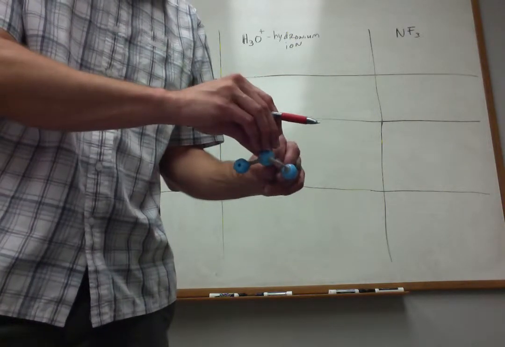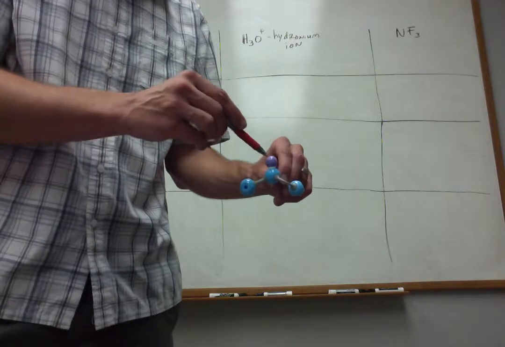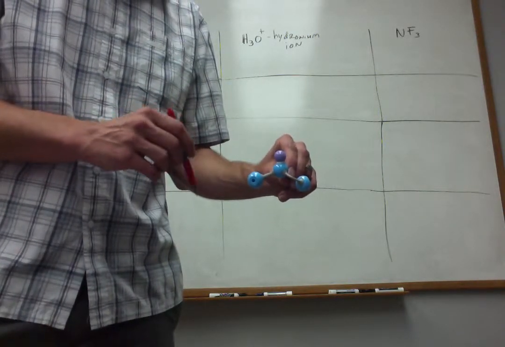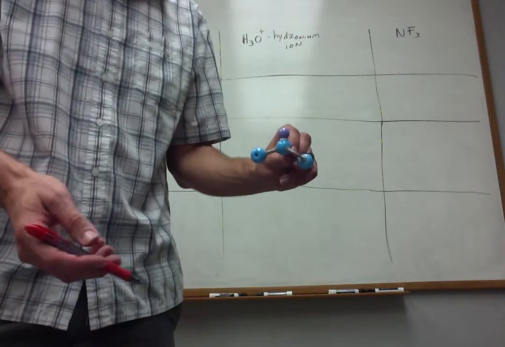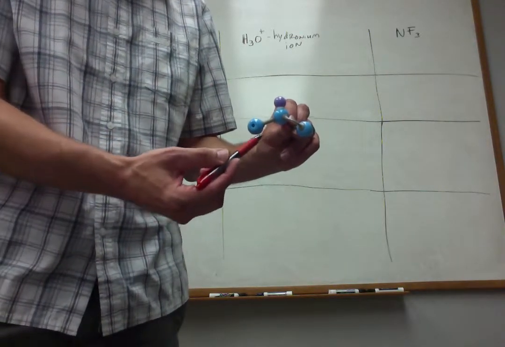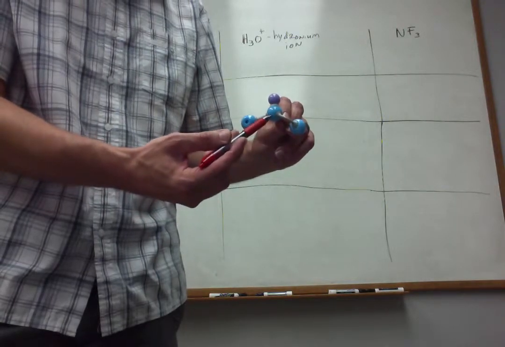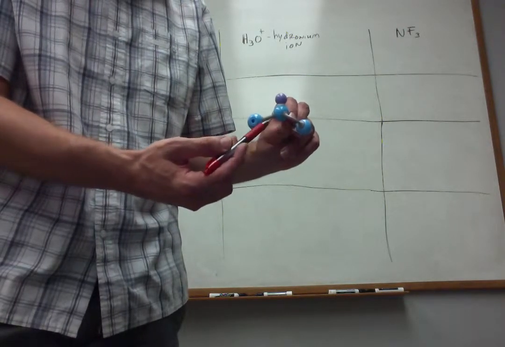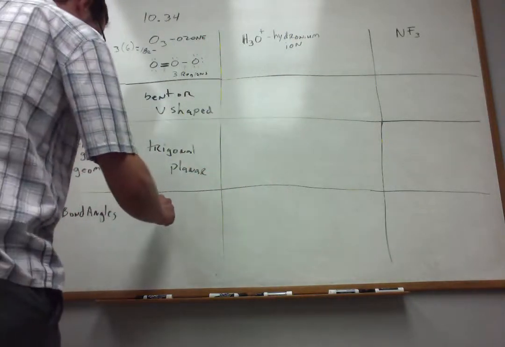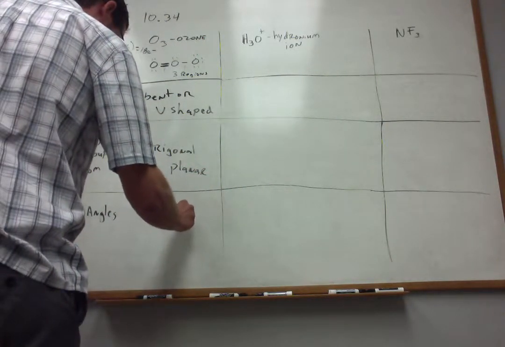Now, in this particular base geometry, where there are 1, 2, 3 electron groups around the central atom that form this triangle, hence the name trigonal planar, that bond angle down there at the bottom, between here, here, and here, that bond angle, in the perfect case, is 120 degrees.